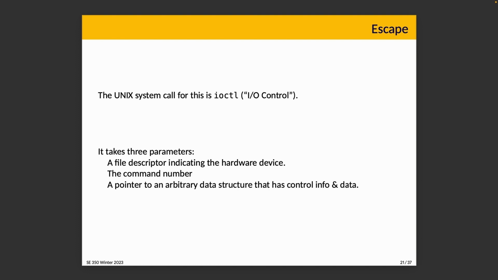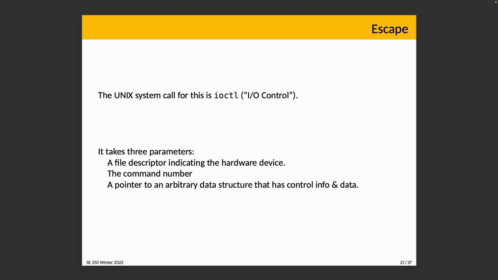And this takes 3 parameters. The parameters are a file descriptor indicating which hardware device we're talking about. Remember, in Unix, everything is a file. So, of course, it is a file descriptor. What else would it be? The command number, and the command number is just an integer, which says, execute order 66.